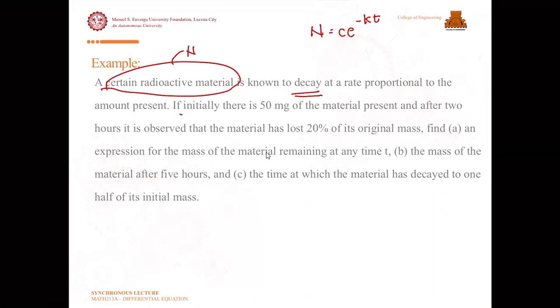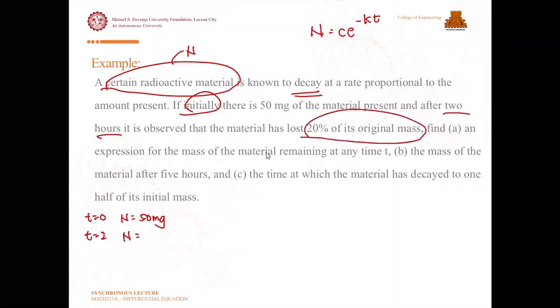Then if initially, okay, sabihin t is equals to 0, ang N natin is 50 milligrams. Tapos after 2 hours, okay, 2 hours, yung N natin is nag-loss ng 20% ng original mass. So kung 50 milligrams siya, nag-loss ng 20%, ilan na lang natitira? 80%, no? So kunin yung 80% ng 50, that is 40 milligrams. No? So 80% of original.